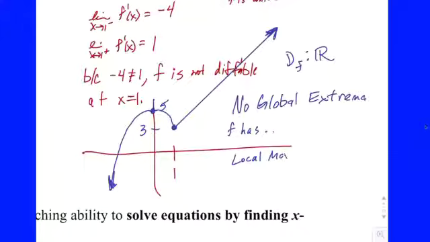local max of what? Y equals 5 at x equals 0. Yep. And a local min, it has a local min also of y equals 3, at x equals 1. What's the value of the derivative at 0? 0. What's the value of the derivative at 1? 0 and 1 are critical values, right? Relative extrema only occur at critical values on the open interval. So, yeah, both those are critical values.